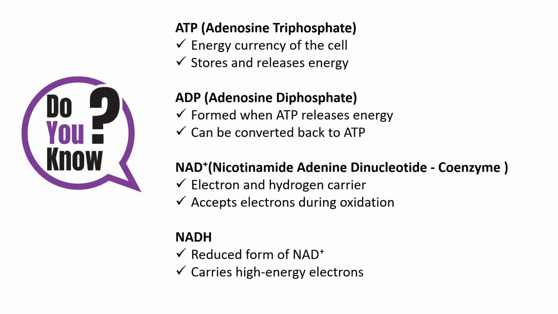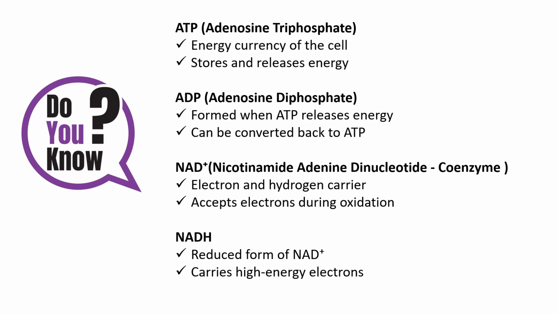Before discussing the steps of glycolysis, it is important to understand some basic terms. ATP, adenosine triphosphate. ATP is known as the energy currency of the cells. It stores and supplies energy required for cellular activities. When ATP loses one phosphate group, energy is released.